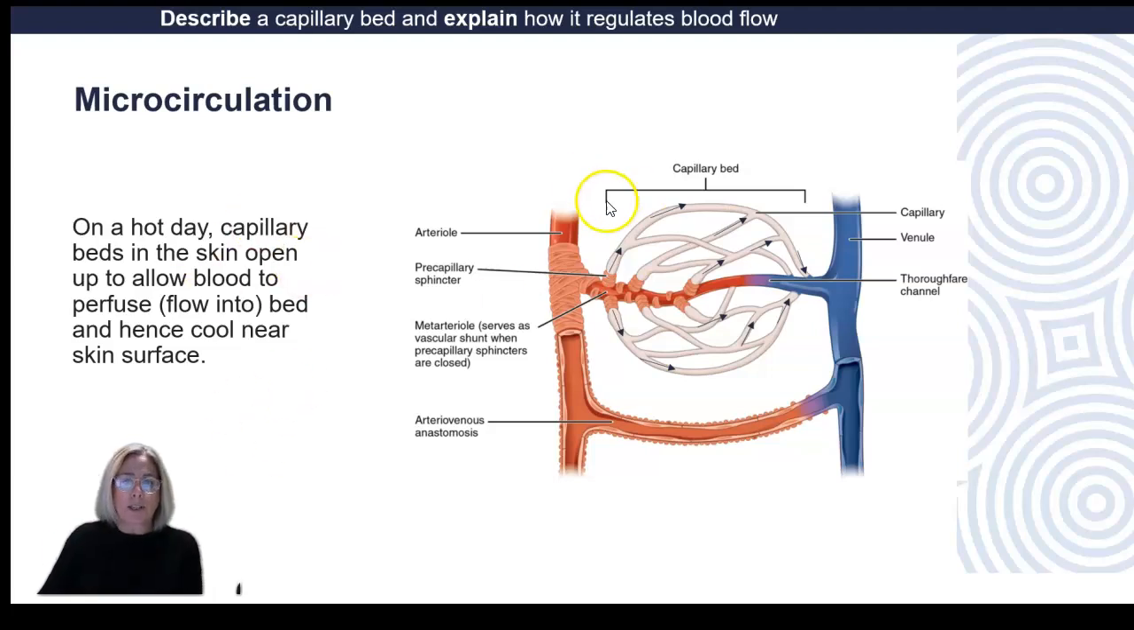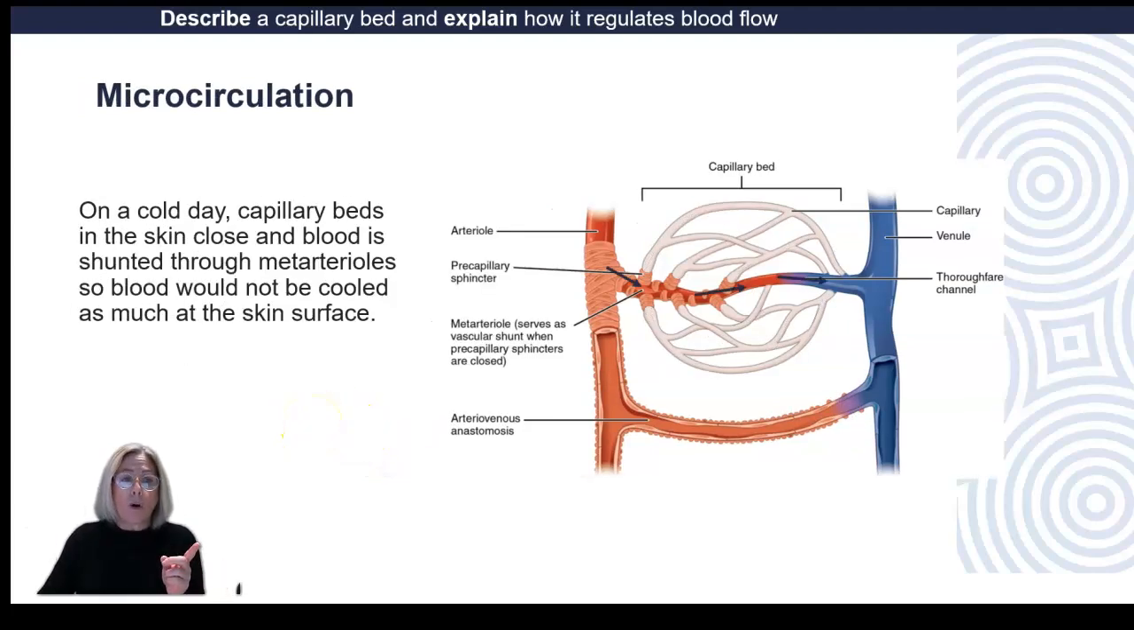So what happens is that blood flowing through the arteriole, then into the meta-arteriole, we have the precapillary sphincter relaxes, and that literally opens up the capillary bed so that blood can flow into the capillary bed or perfuse the capillary bed. And these capillary beds are near the skin surface, right? So that's then going to allow that heat to just dissipate into the environment, and our core temperature goes back to normal, and homeostasis then is maintained.